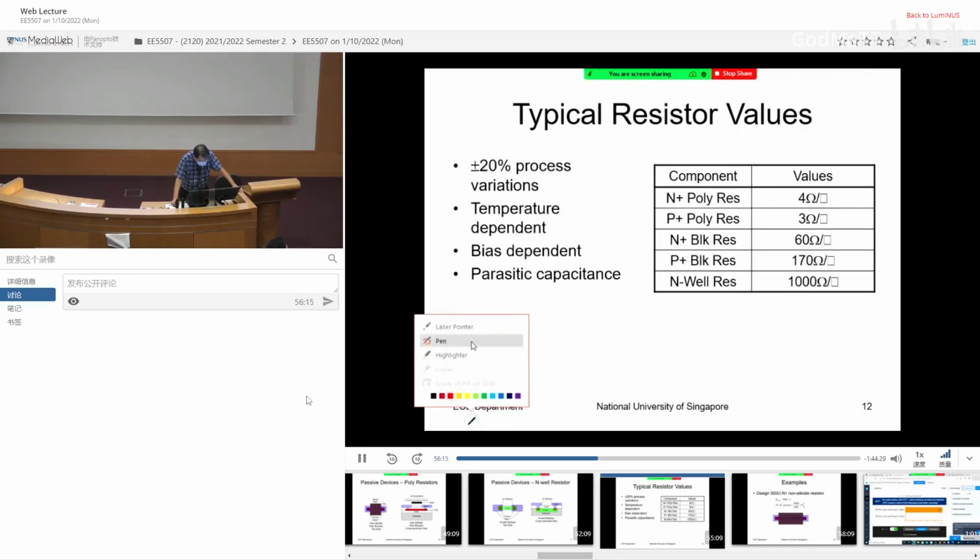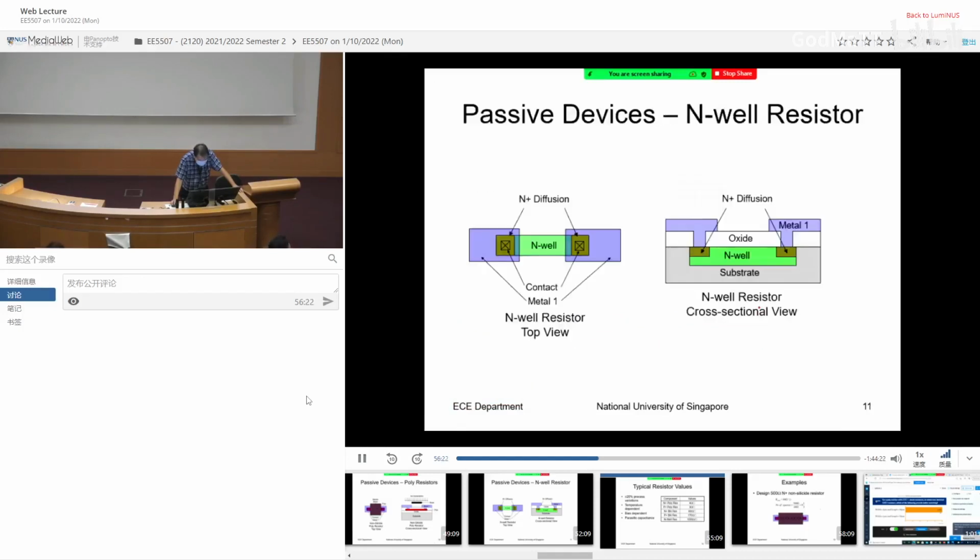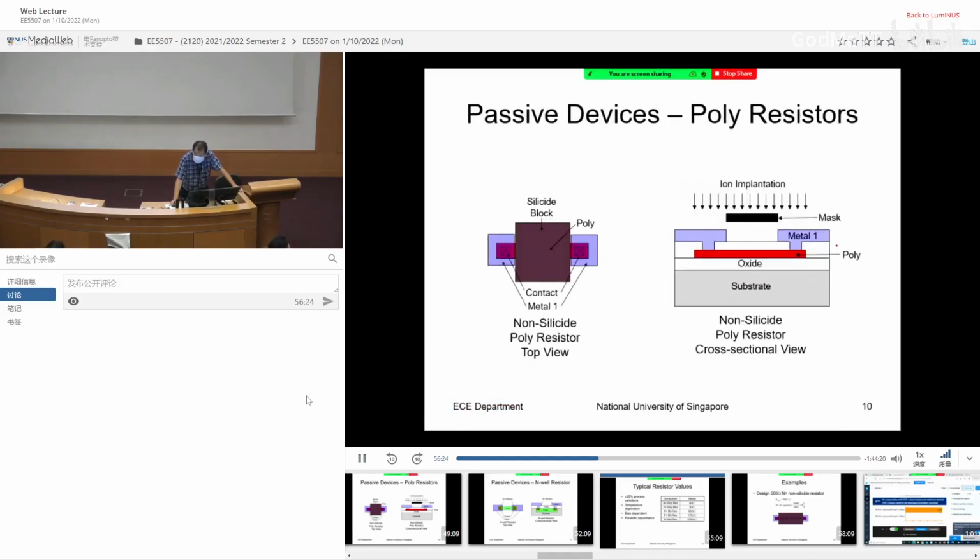Now, why is the unit ohm per square? Now you lay out the resistor like this. This is the top view. So let's go back to this resistor. This is the cross-sectional view. So if I draw the 3D, it will look something like this. So this is the 3D picture. Okay. This is the width. This is the length. And this is the thickness.